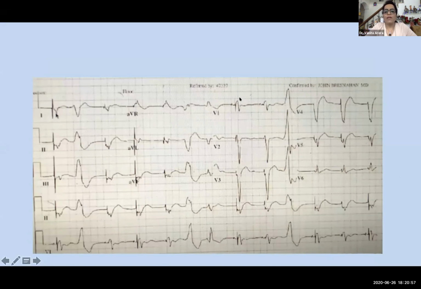The lead V1 is bipolar. There is an initial positive complex and then negative. Lead 1 is negative. But look at the ventricular ectopic activity. These are monomorphic ventricular ectopics, VPCs, which are coming in between quite frequently.